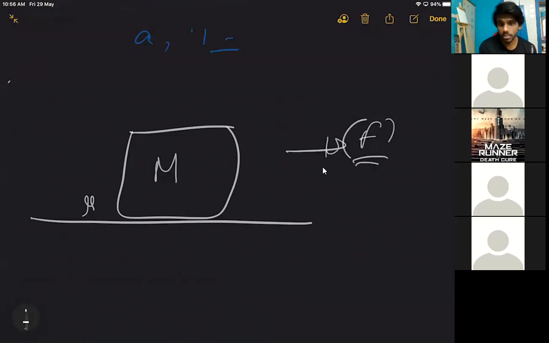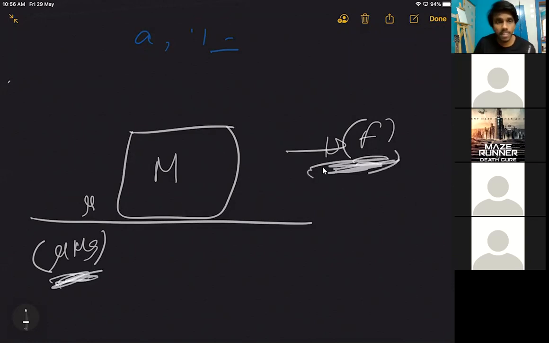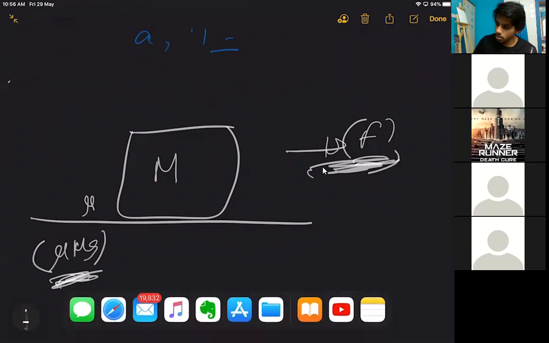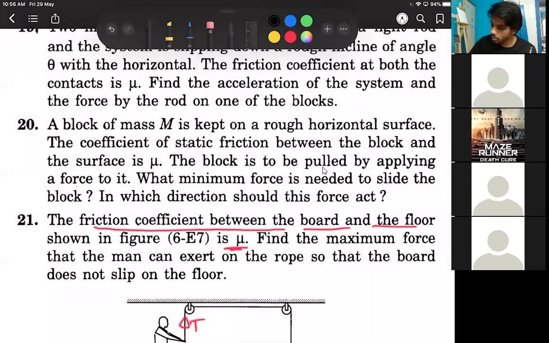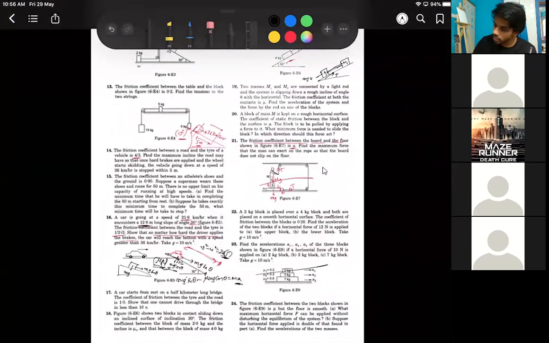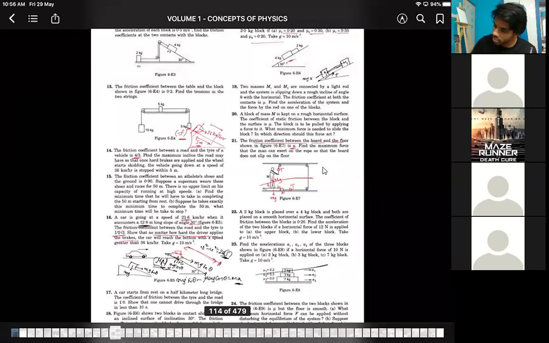Raghav, what is your answer? Sir, it must be mu times n only. So mu mg, it must be mu mg only. As far as we know, the answer must be mu mg only, right? Because if you put a force equal to mu mg, which is the maximum friction, if we go beyond that value, it will start sliding. So that must be the answer. The question number 20, right? Let's just check the answer. Harshita, is that the answer?